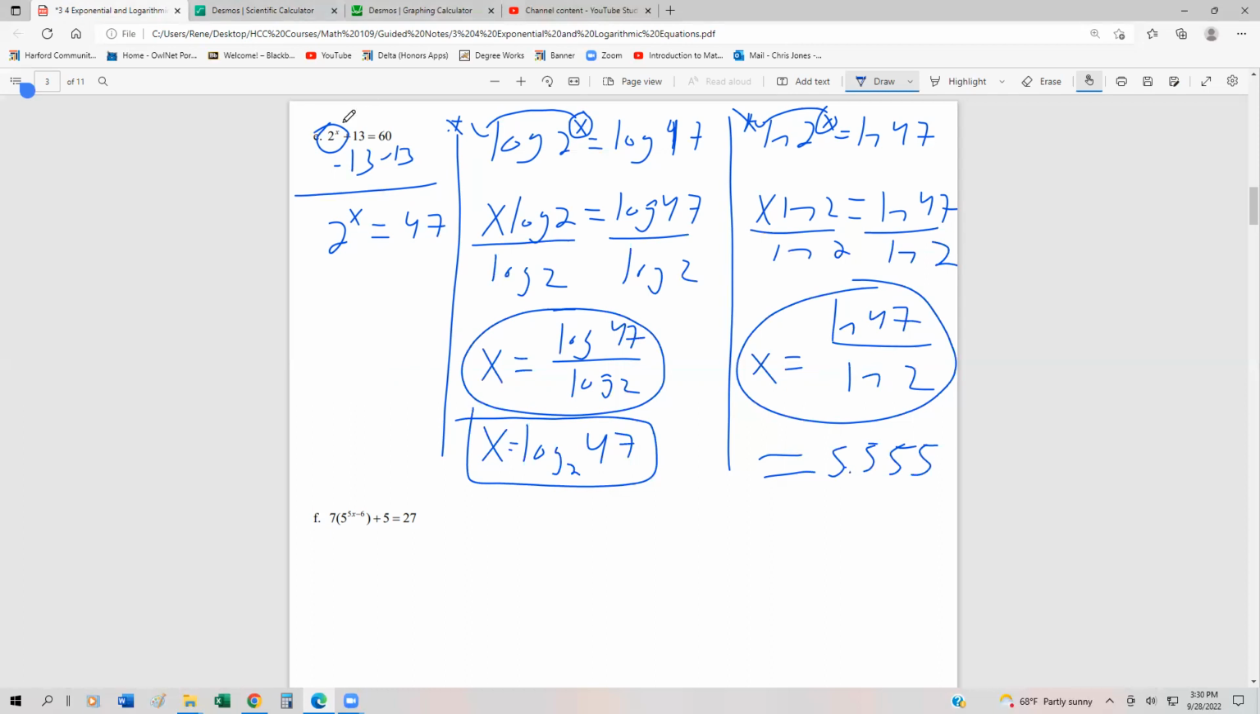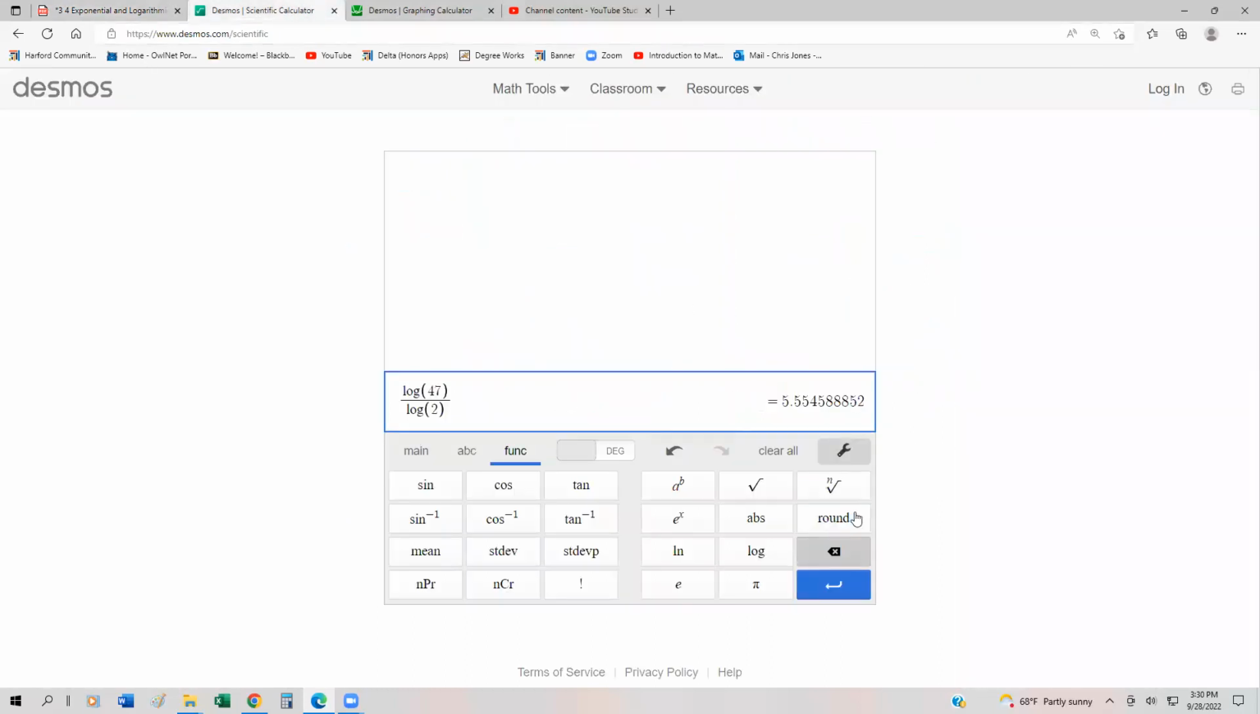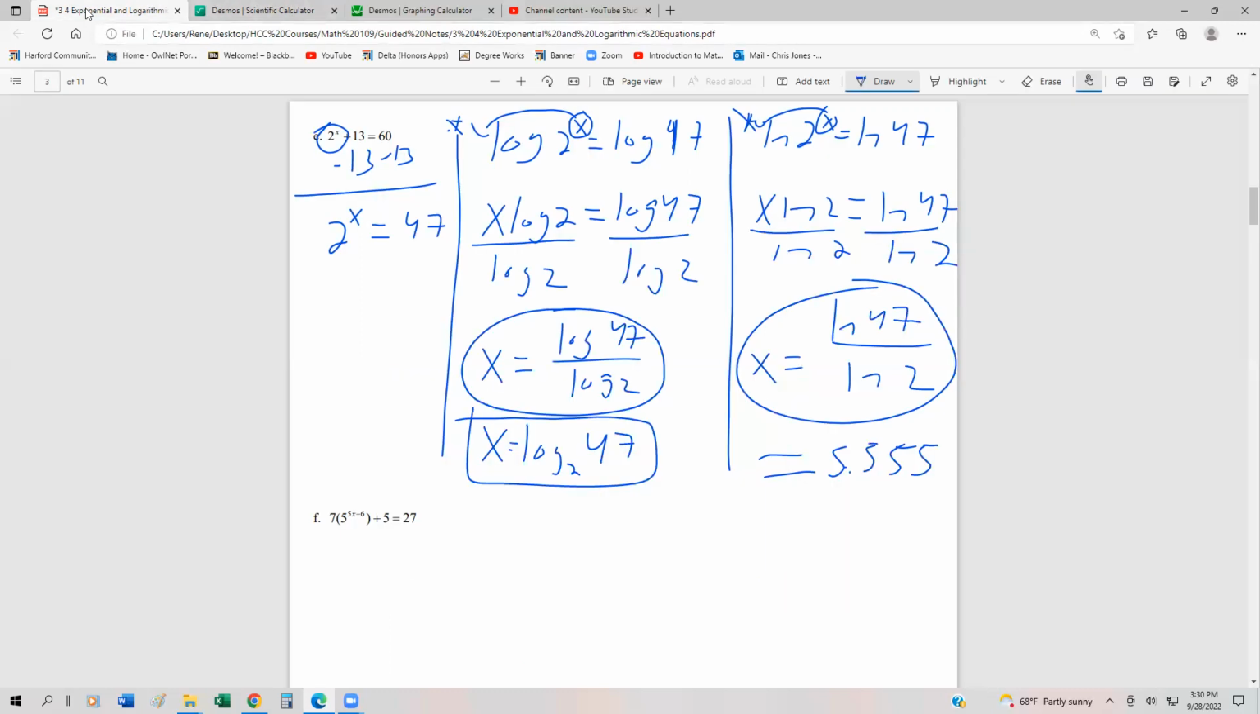All right, so I didn't plan that, but it just so happened to be 5.555 to 3 decimal places if I approximated it. Now let's try natural log and see if we get the same thing. So if I do ln of 47 divided by ln of 2, that gives us 5.555. Okay, so either way we do it, we get this approximate answer. And so we should be able to do both. We should be able to get the exact answer like this, or we can get the approximate answer, which in this case is going to be 5.555.